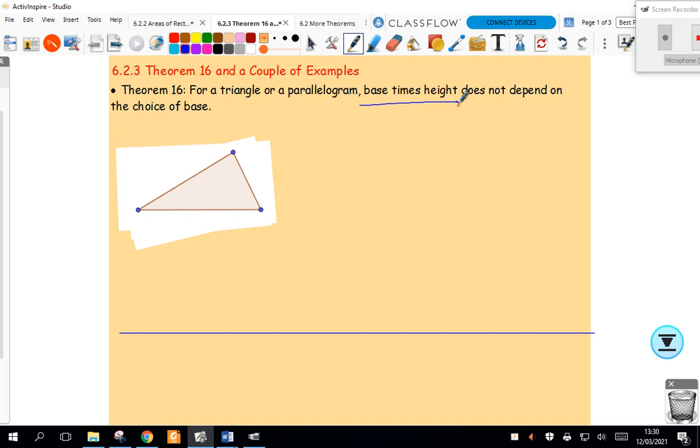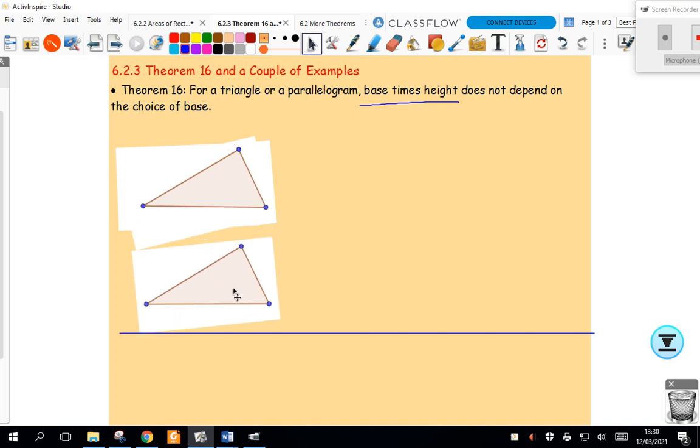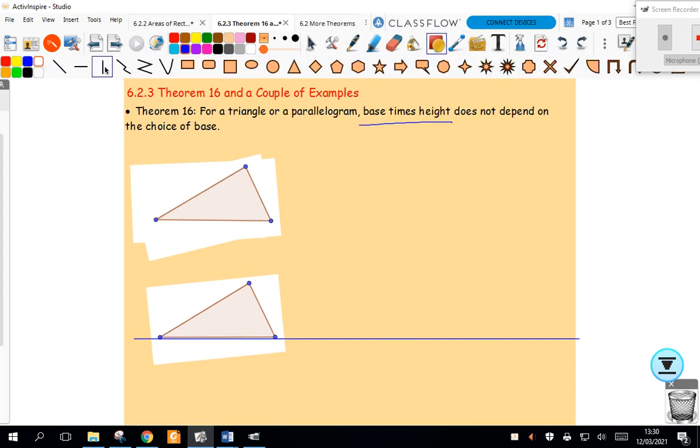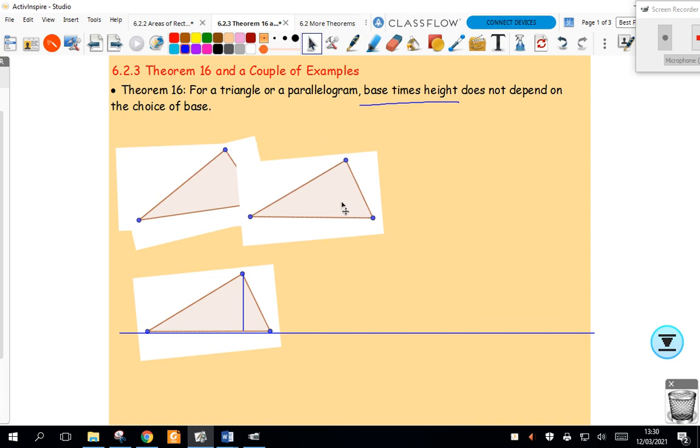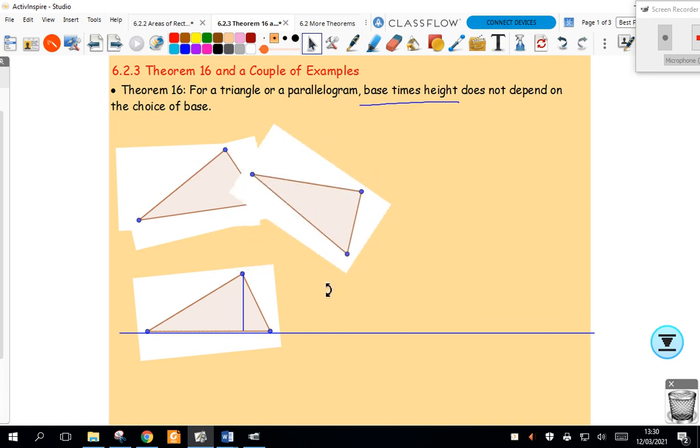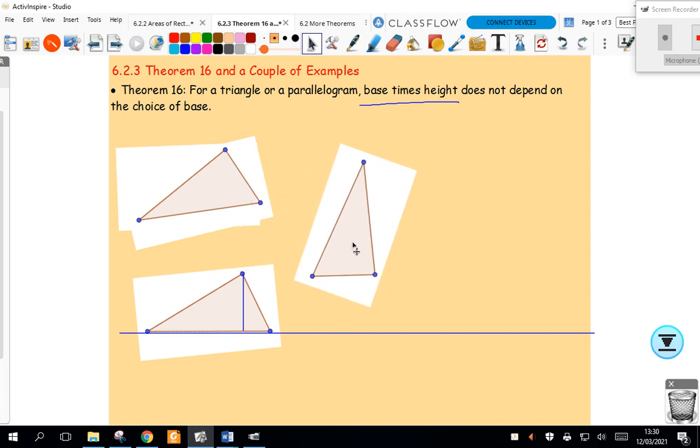So all this theorem is saying is if I take any triangle like so and I place it down here, I can find its area by measuring its base and measuring its perpendicular height. In this case, that would be the perpendicular height. Okay, perpendicular to that line. But it doesn't matter what base I choose. And try to rotate these things and see how we get on.